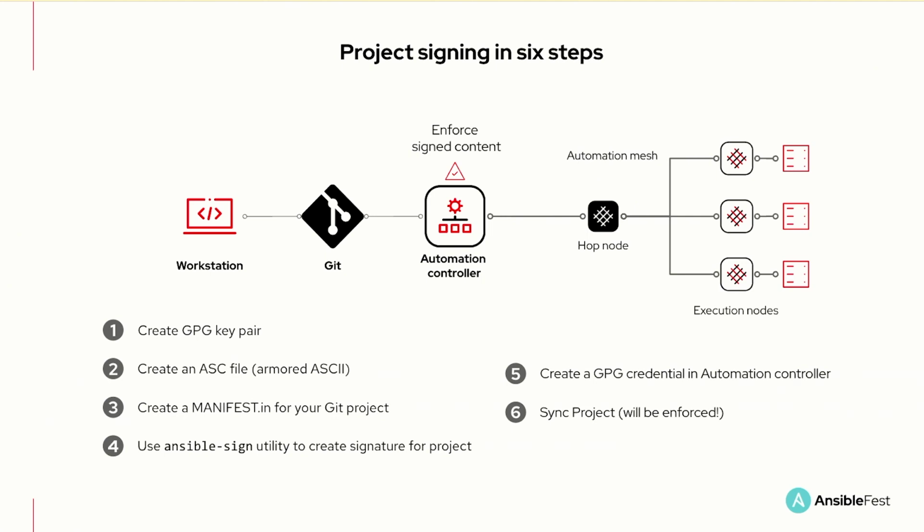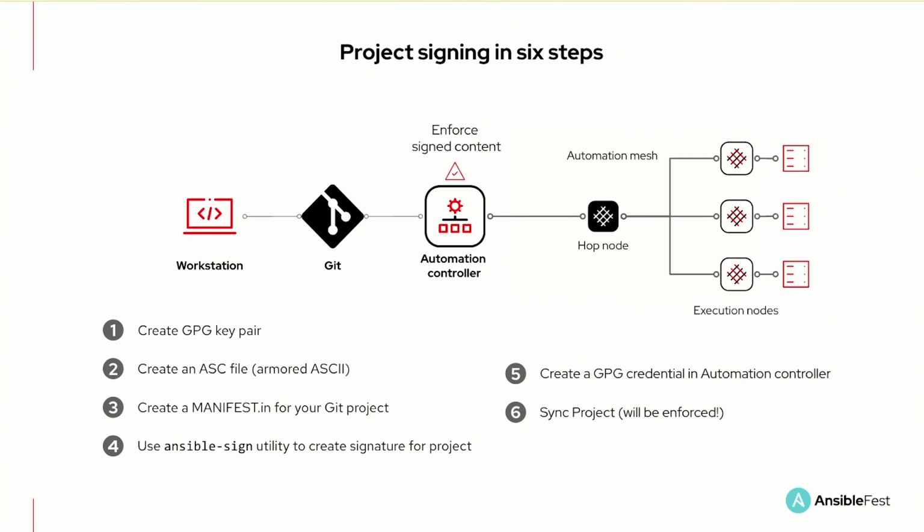Ansible Sign is a new utility that was created to sign projects specifically. So we want to create a manifest file that tells Ansible Sign what files it needs to sign in this repository. So you have a repository with 10 playbooks. We want to sign all of them. Just create a manifest file that tells Ansible Sign, okay, sign all of these. These are also well documented in blogs and labs and documentation. I'm just giving you a rough idea on how this works.